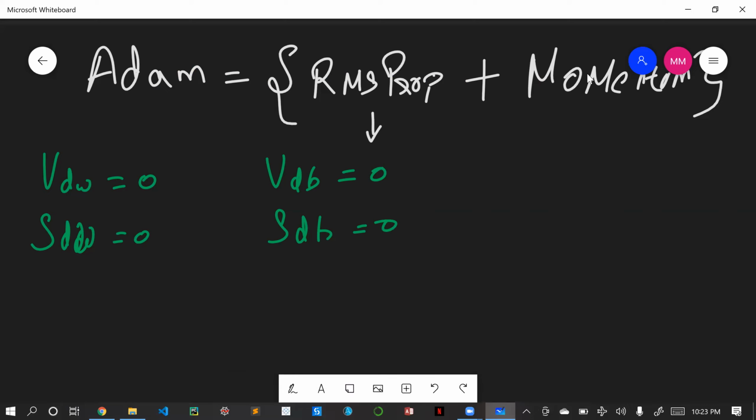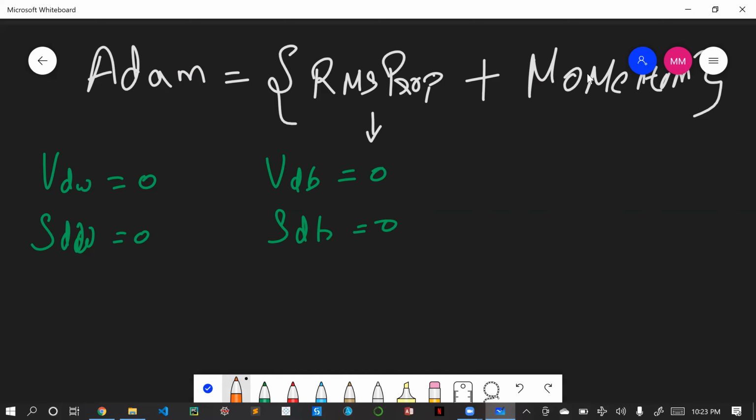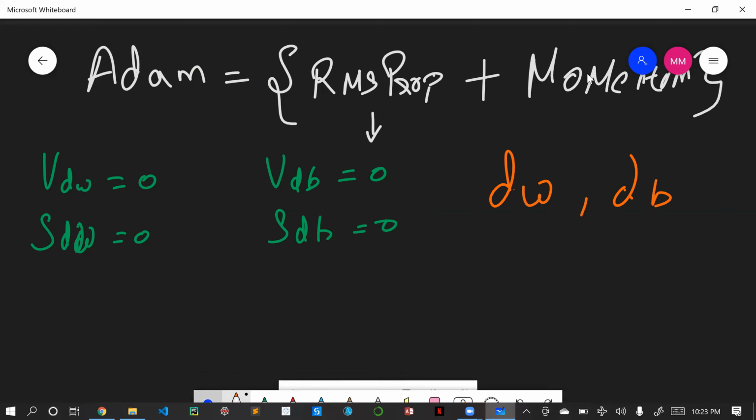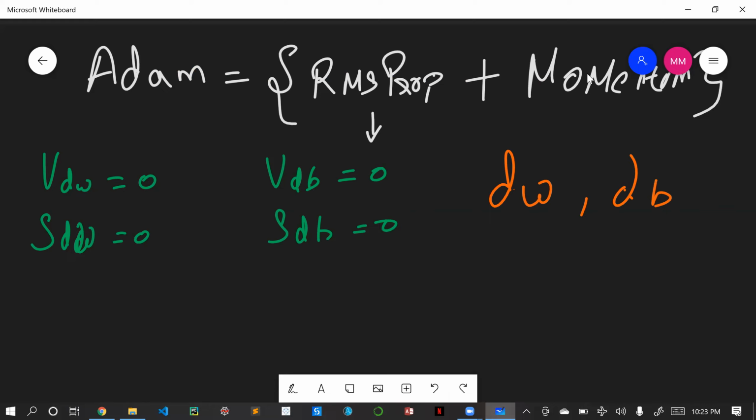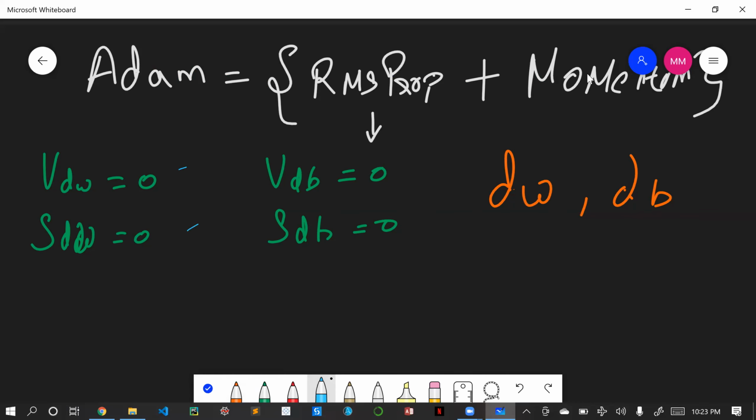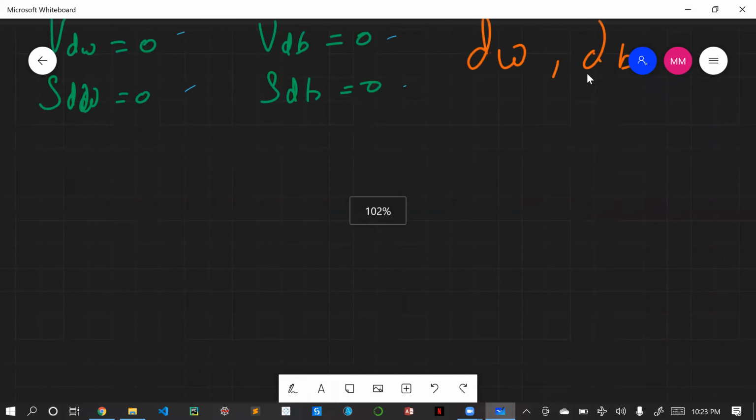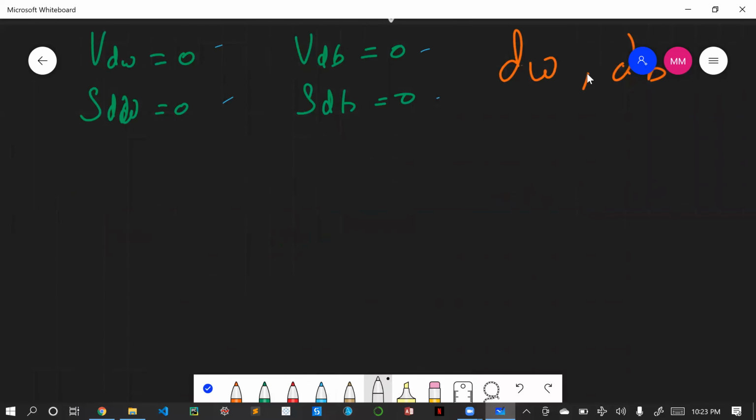Okay, so we will be computing two values, which is nothing but dW and dB. Okay, so for computing these two values we need four equations. Correct, because we have four values over here. So we have four values, right? For this we will be needing four equations, because two will be going for RMS prop, two will be going for momentum. Okay, first we'll write the equation of RMS prop, which we saw in our previous session.